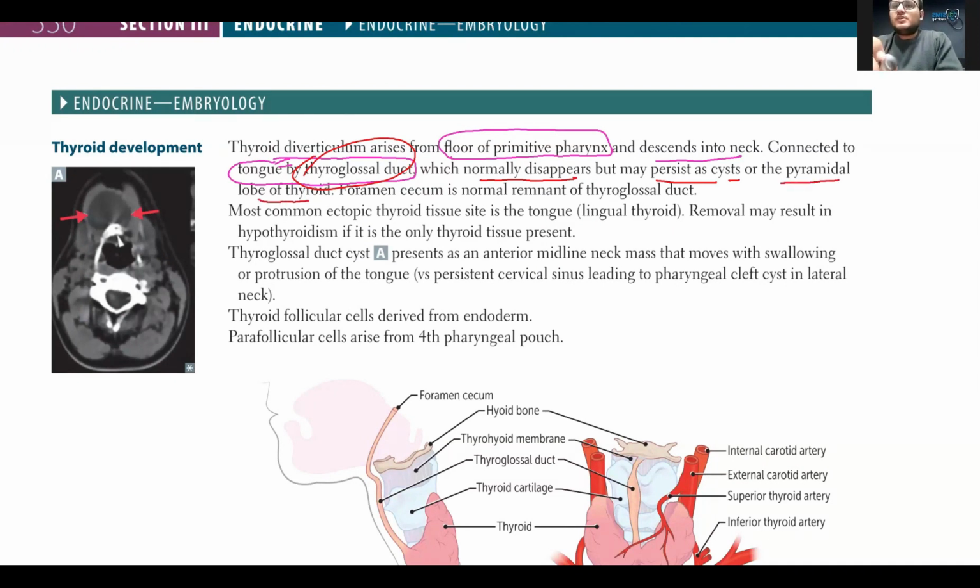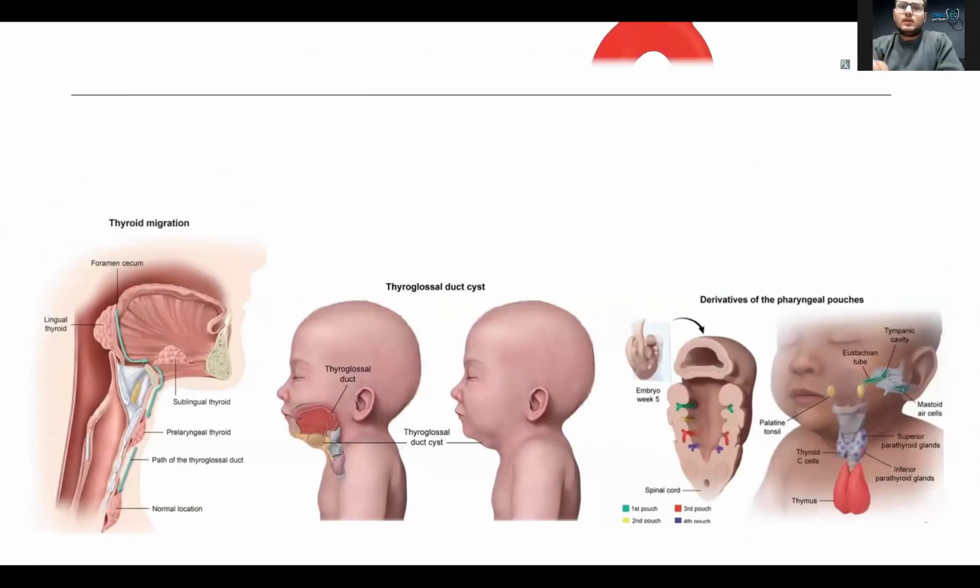So there are two complications that can be produced from the thyroglossal duct: it can present as a cyst, and it can present as a pyramidal lobe of thyroid. Let me show you in a picture. You can see this picture, a thyroid migration. When thyroid is produced, it normally goes to the normal location, and the normal location is this, in the neck. It is produced at the base of the pharynx.